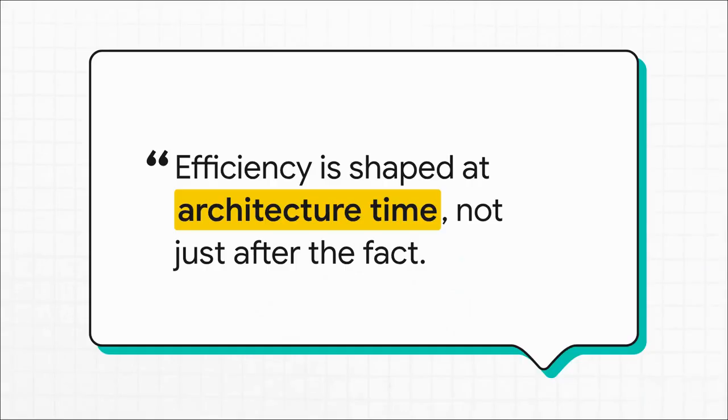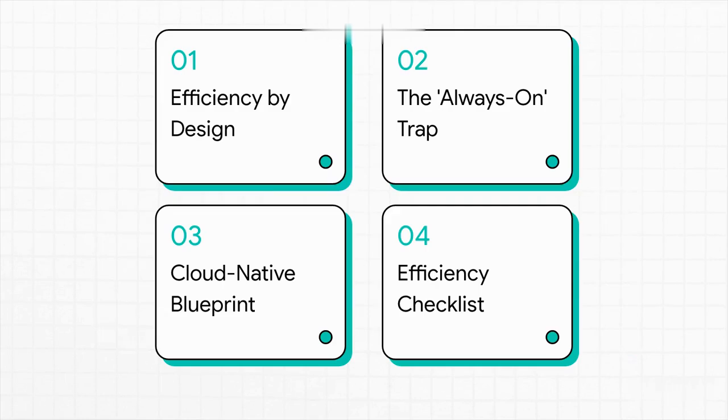afterthought. Okay, let's just nail this down right at the top, because this is the single most important idea we're going to talk about. Real lasting efficiency isn't about scrambling to optimize code right before a launch. No, it's a choice, a foundational decision you make right at the design stage before you've even written a single line of code. So here's our game plan.